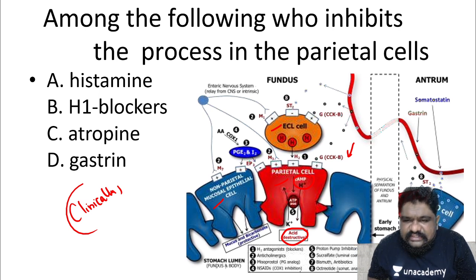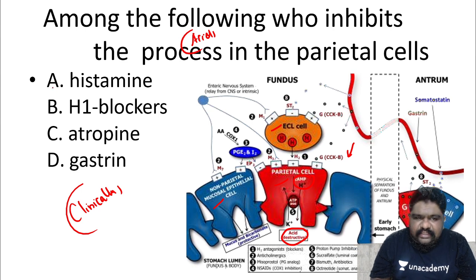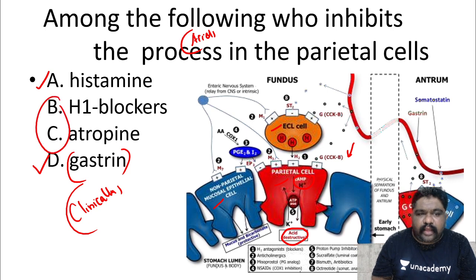Now, when acid is coming out into the local area, among the following process, who can inhibit the acid formation? Look at it. Histamine is a strong activator of acid secretion, and also gastrin is a very powerful activator of acid secretion. Now your confusion is between B and C.